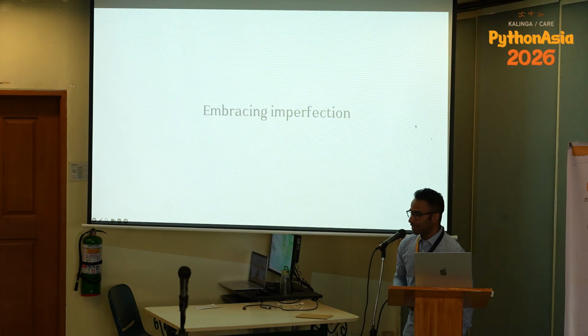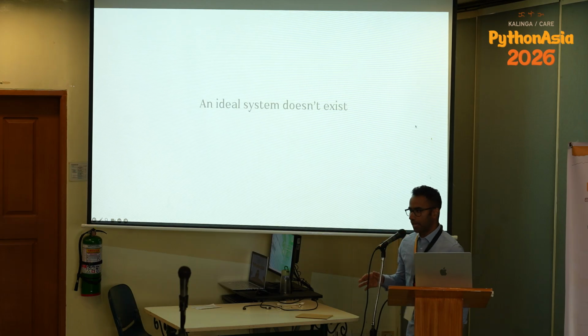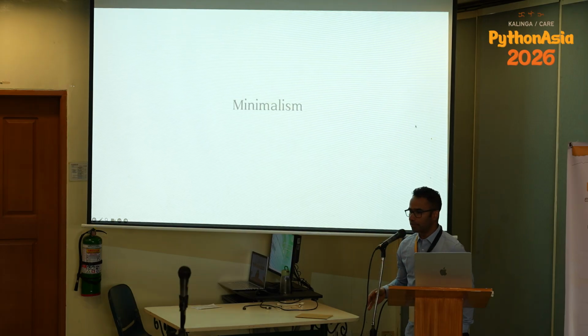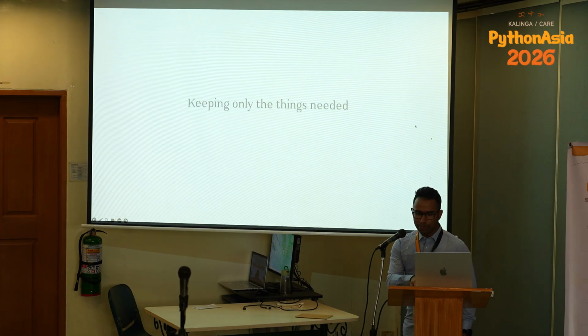The second lesson is that of embracing imperfection. So the idea that an ideal system does not exist, an ideal software engineering system does not exist, and the system is always a work in progress. So it's telling us to focus on continuous iterative development towards perfection. Third lesson is that of minimalism. I would define it as keeping only the things that are needed, not anything less, not anything more.